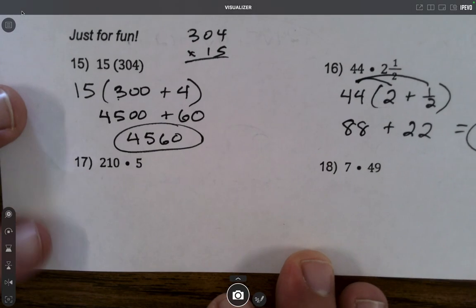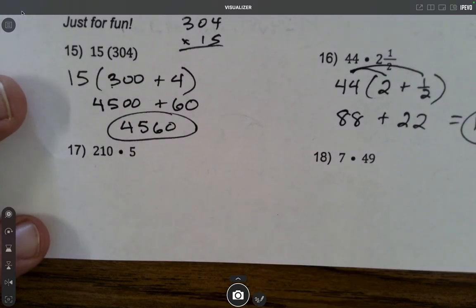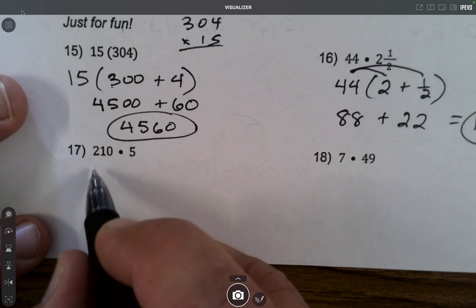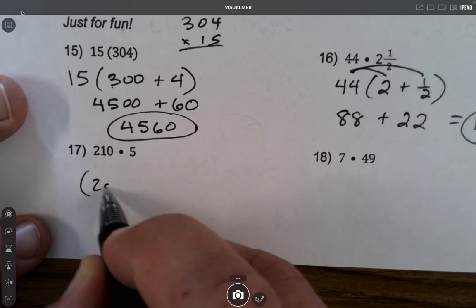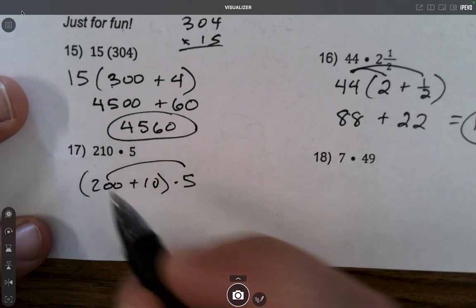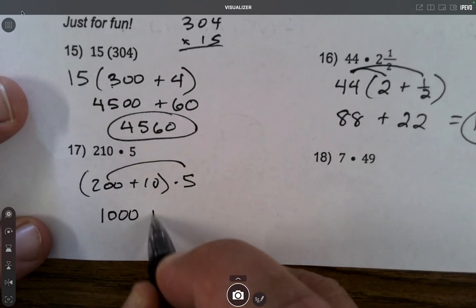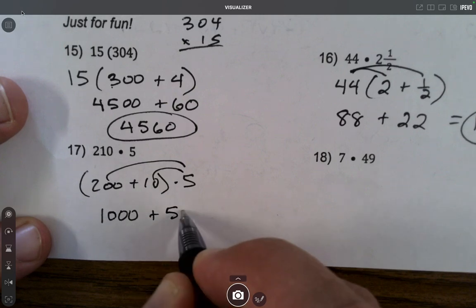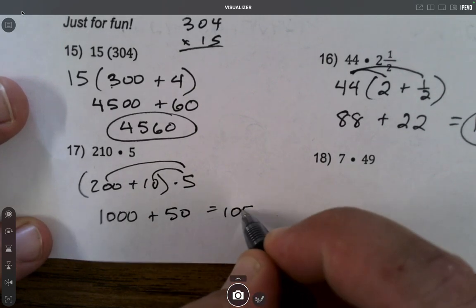Okay, 210 times 5. So we'll do something similar here. This time we'll split up the first number. 210 is the same as 200 plus 10. 5 times 200 is 1,000. 5 times 10 is 50. So we get 1,050.